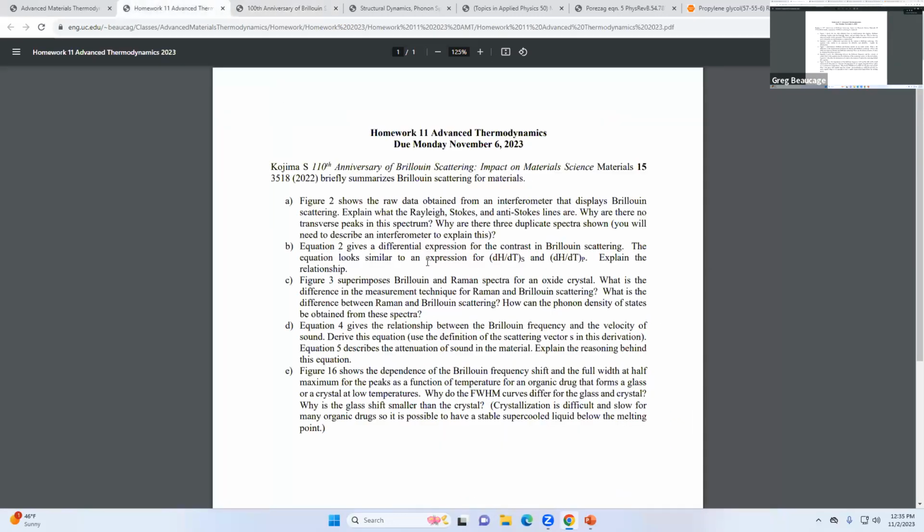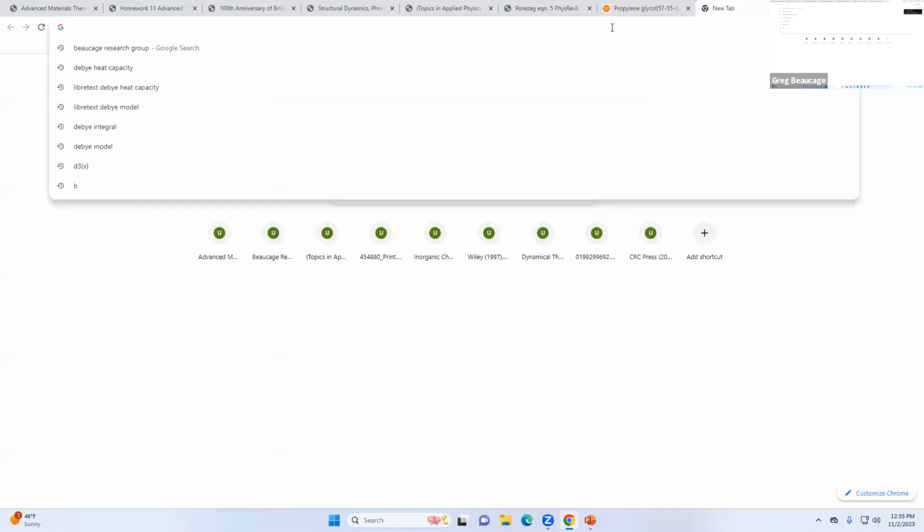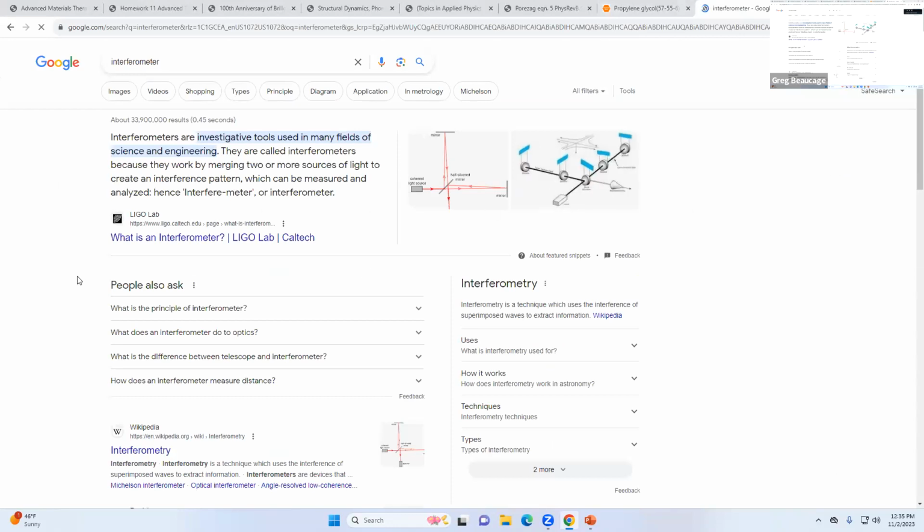So some of it's not that bad, I guess. Figure 2 shows the raw data. This is the output of a Fabry-Perot interferometer, which is the popular one. You can Google interferometer. The first one was the Michelson interferometer, which has mirrors, and one of the mirrors moves and they recombine, right?